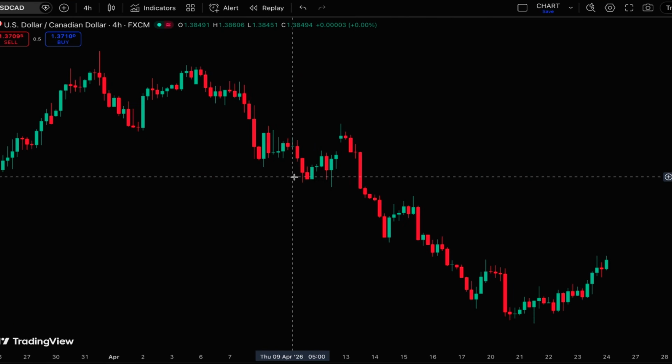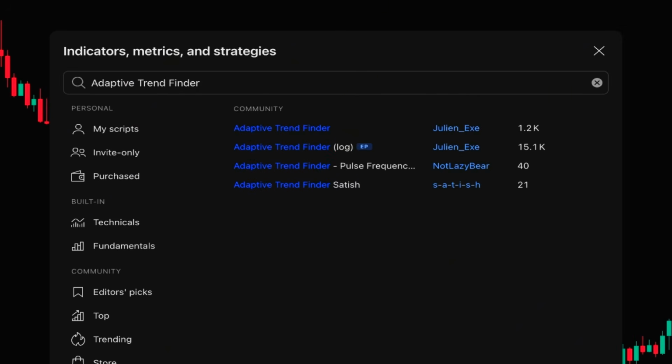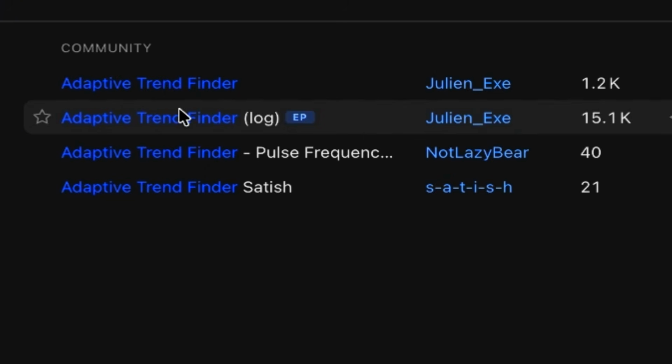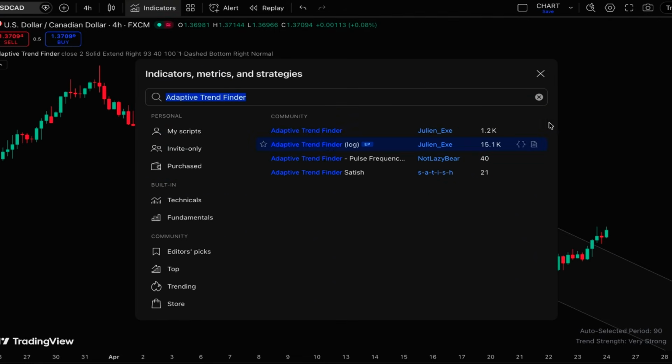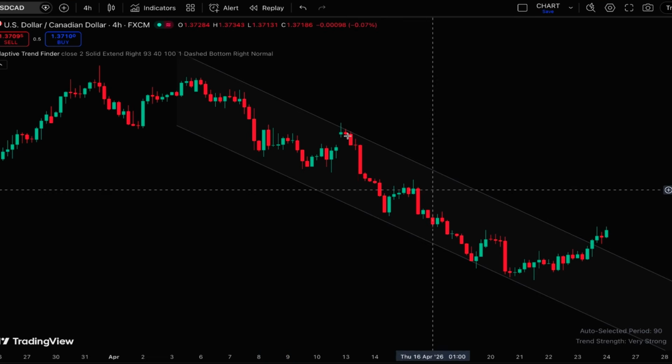Alright, now let me introduce the second price action indicator. Here we click on indicators and we search adaptive trend finder, this one, which is an editor specs indicator written by Julian Egze. Alright, when you add this indicator, it identifies the current trend and it tries to draw the best trend channel for the current trend of the market.